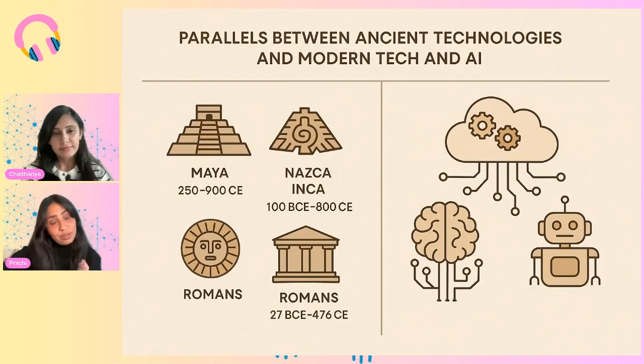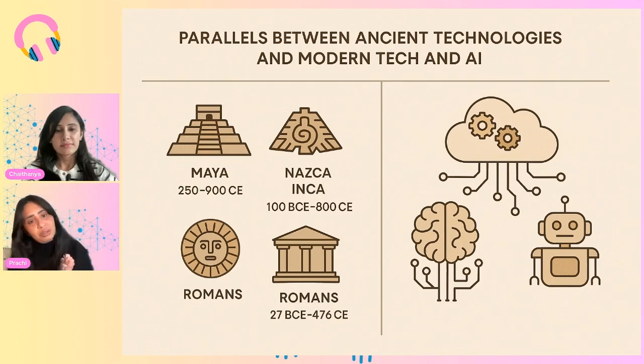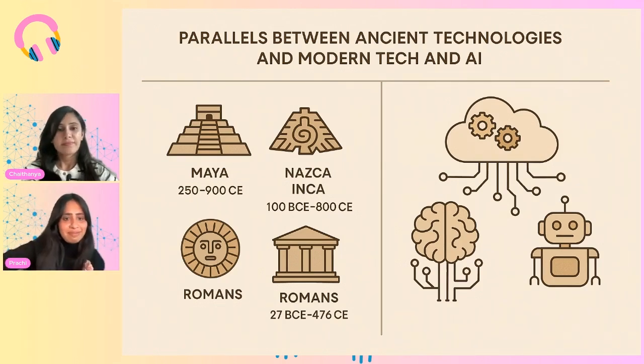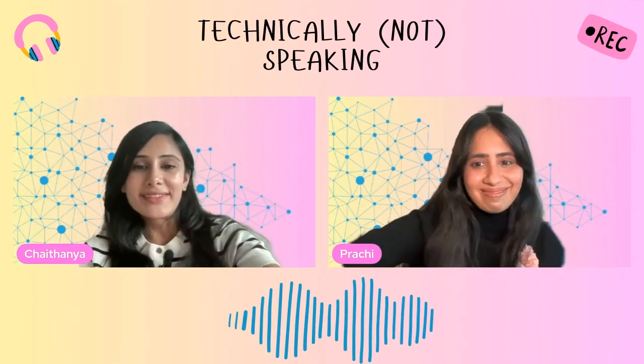Today we'll be covering the Mayans, the Peruvians, and within Peru there were a couple of different civilizations. So there were the Nazcas and the Incas, and then we'll get into the Romans before we then step into 18th century. Very exciting. So, Prachi, please do the honors.